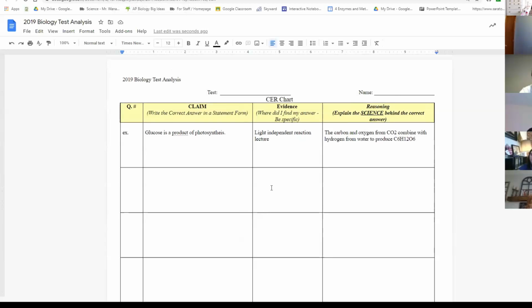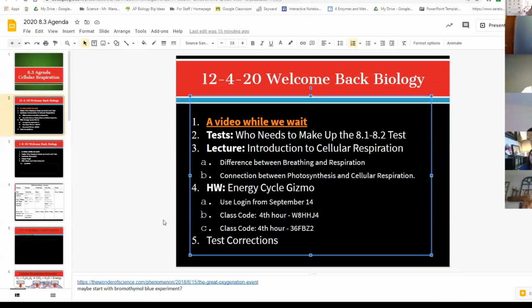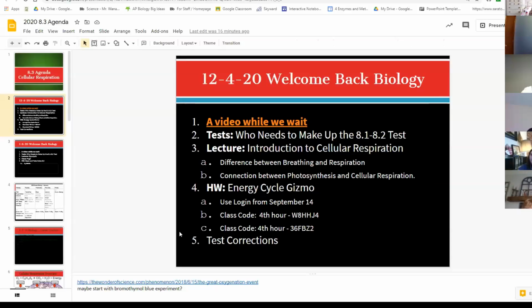So you have this, which is due Monday. You'll have the weekend to do that if you need a little more time. And then, because this is a separate entity really, you also have the follow-up activity that's a gizmo. Today, fourth hour, it took them 30 minutes to do the gizmo. So you can choose which one you feel like working on first, and then you'll have the weekend to turn things in as you get them done.